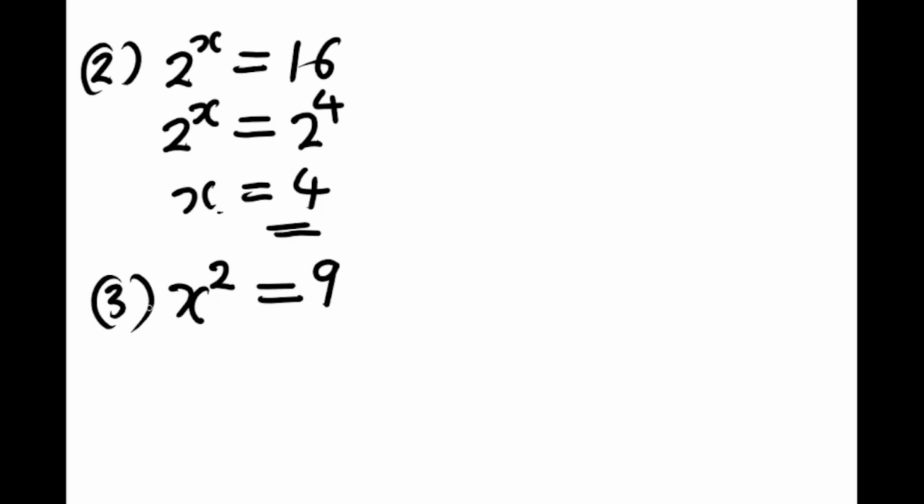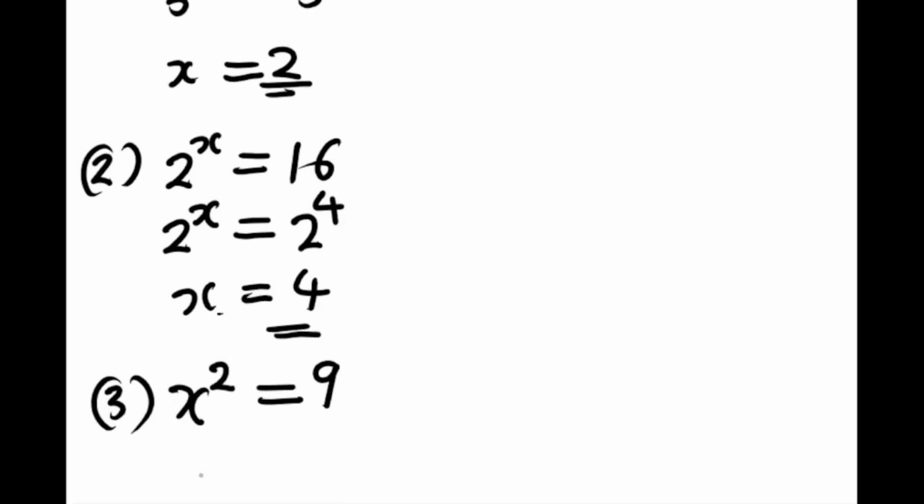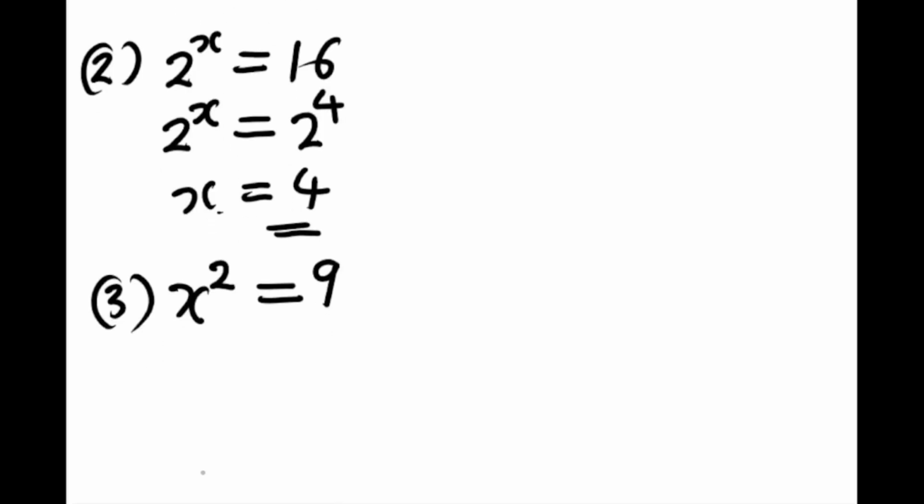Whenever you have an exponential equation and the unknown is the power, like we have in example 1 and 2, you look for what to do so that their base will be the same thing. But whenever the unknown is the base, you look for what to do so that their power will be the same thing. Okay? Like example 3 now.